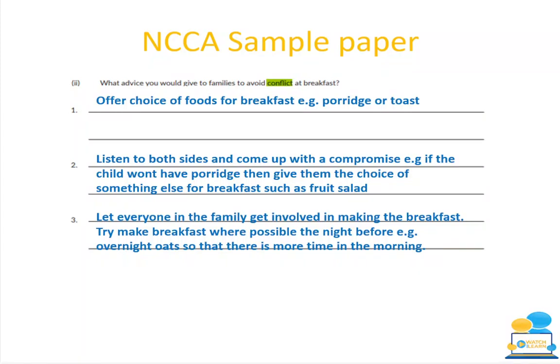Sample answer 3, let everyone in the family get involved in making the breakfast. So say, for example, you could make the breakfast the night before, like overnight oats, but you can let the child choose the toppings and what kind of stuff they want to put into it. By making it the night before, it means there's more time, and if the child is late getting up out of bed, you're not giving out to them for not having breakfast. So it's allowing more time and more choice.